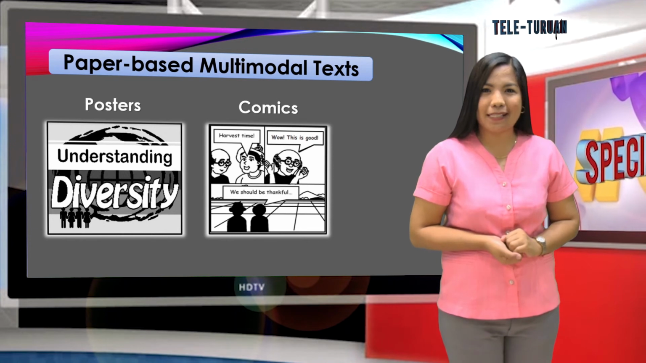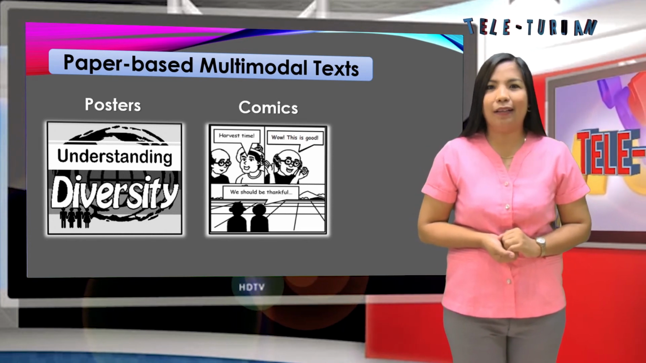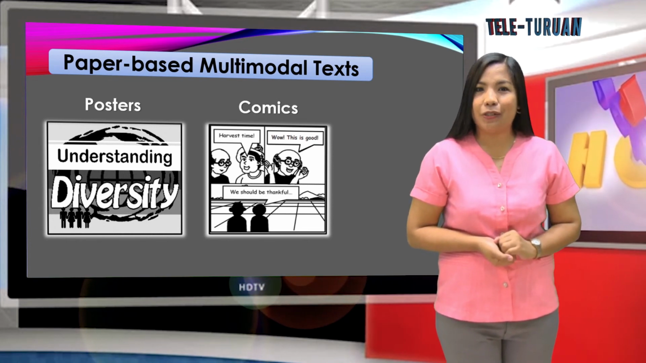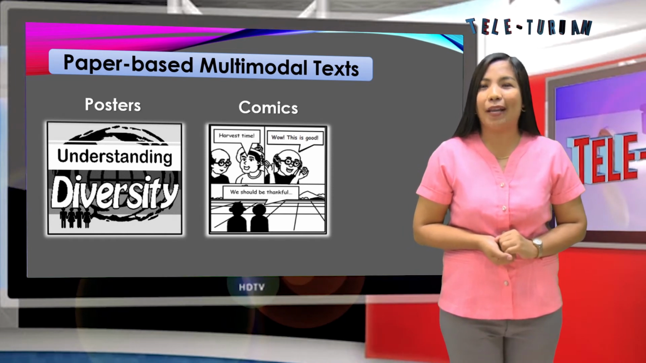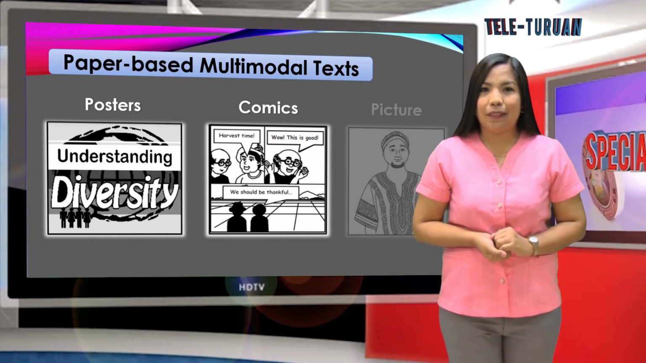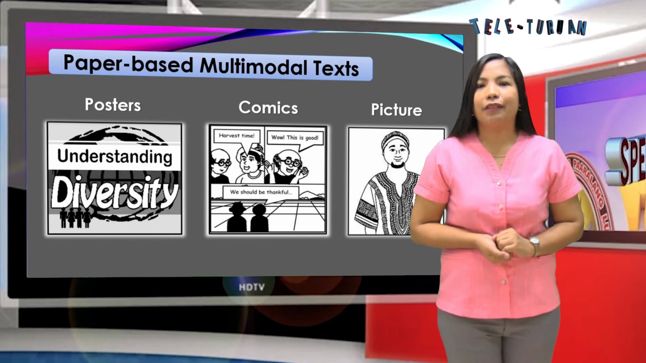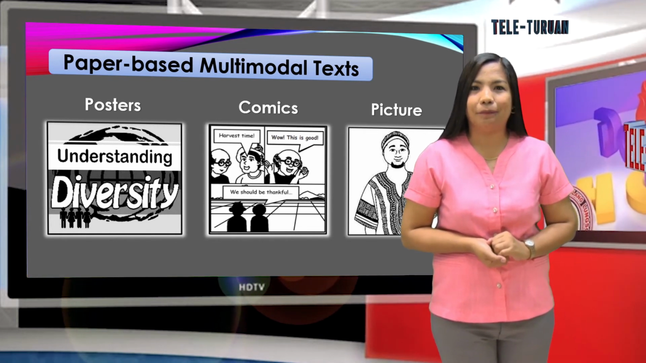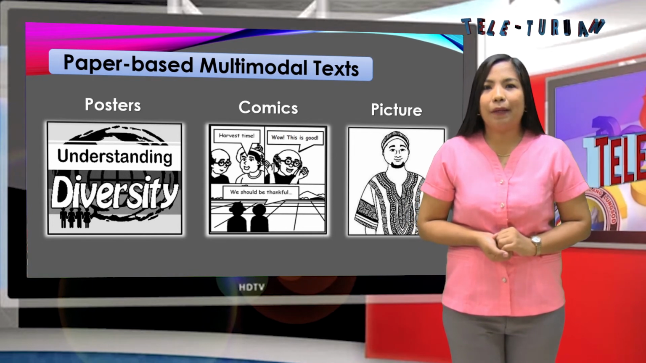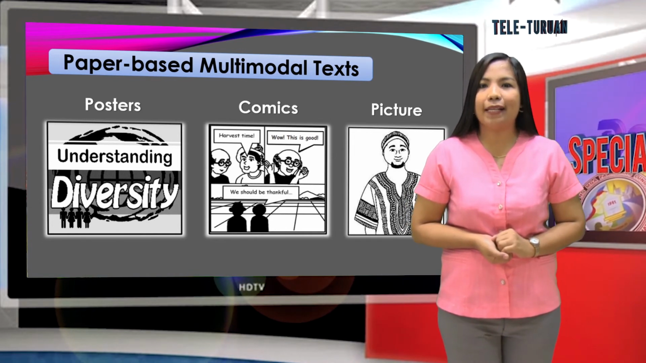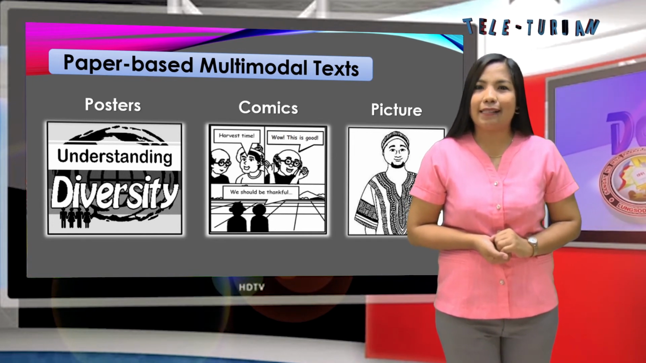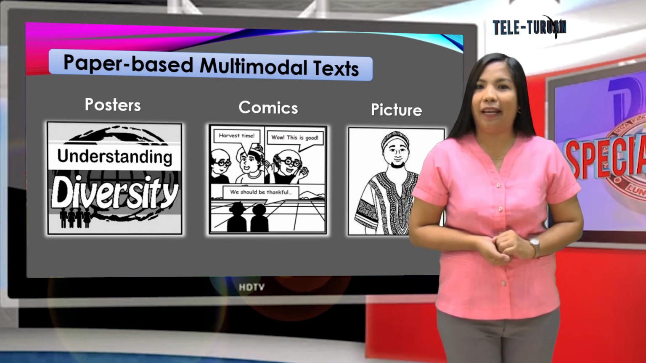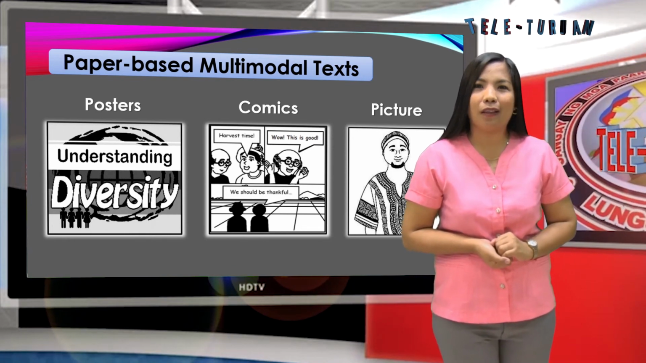Fourth, we have comics. I know that you are familiar with this as well. These are medium of narration using images combined with text. Fifth, we have pictures. These are images or drawings that can present a certain topic. So these 5 examples use combinations of written language and still images. Therefore, they are indeed paper-based multimodal text.